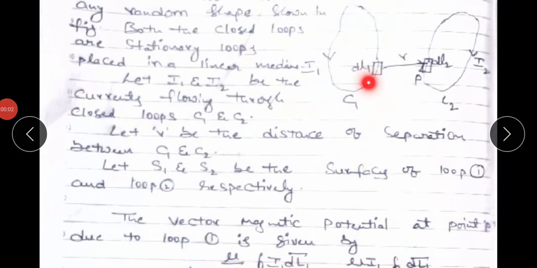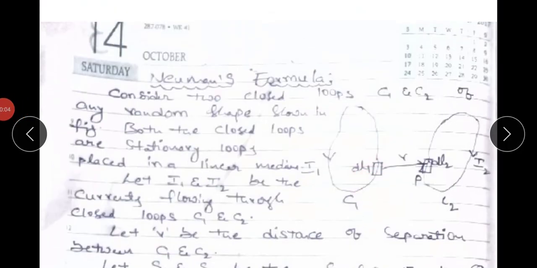Okay, now I would like to explain about Neumann's formula and energy density in a magnetic field. So first one, Neumann's formula. By using this formula we can find the mutual inductance between two irregular closed loops. So consider two closed loops C1 and C2.